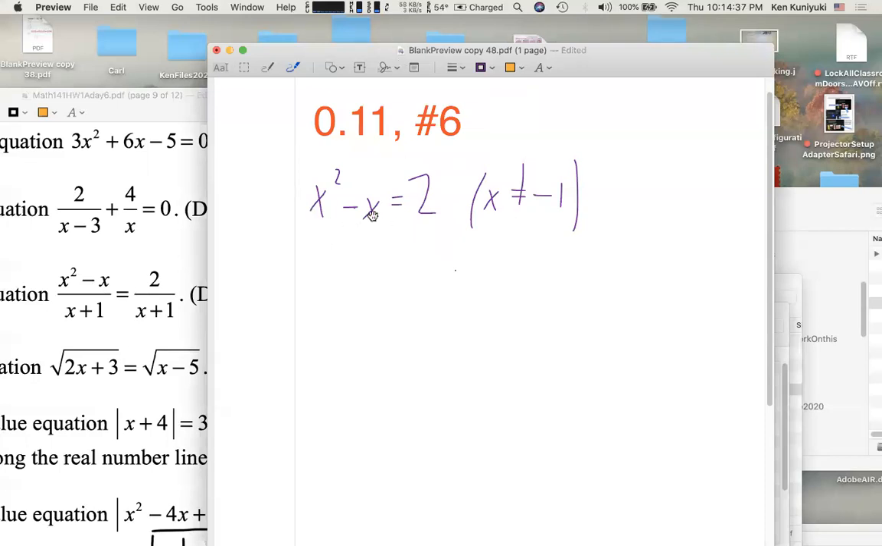Now we do have an x term, so it's best to isolate 0. I'm going to subtract 2 from both sides. Remember, say subtract, not move. X squared minus x minus 2 equals 0. Old school factoring does work. X minus 2 and x plus 1 in either order.